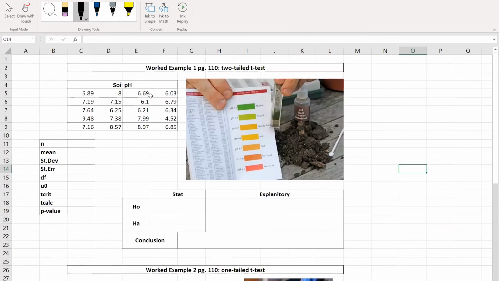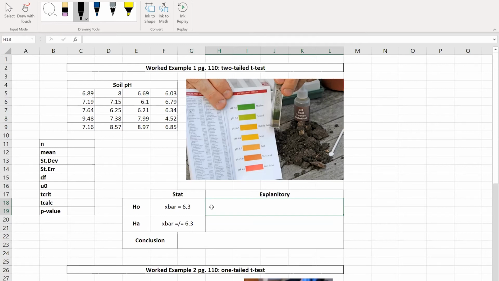Okay, so for our two-tailed t-test, we have our soil pHs. First thing I'm going to do is actually fill in the hypotheses. So our hypothesis is that our x bar, our sample mean, is equal to 6.3. It is equal to the population pH. Our alternative then is that our x bar is not equal to 6.3. It's something else.